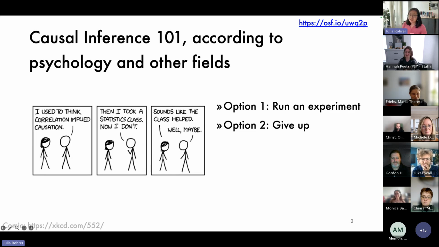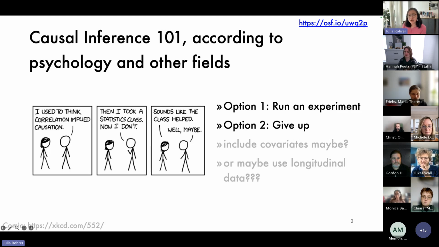And then if you have advanced statistical training, you might learn things such as, oh, maybe you can control for covariates, maybe that helps somehow, or then you might learn about the possibilities of analyzing longitudinal data, but it's never quite clear whether that does anything about the problem with causal inference.